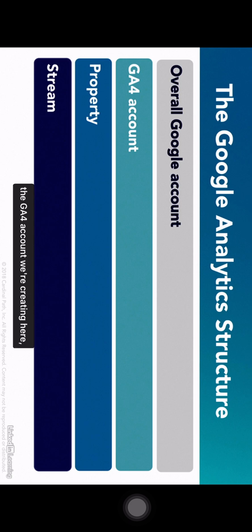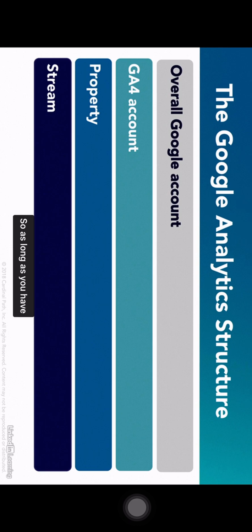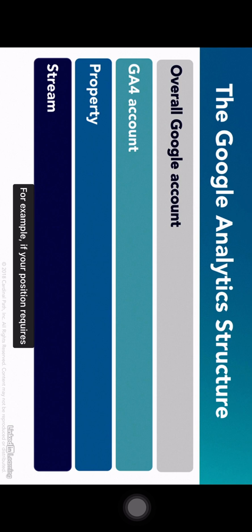Many of you, in addition to the GA4 account we're creating here, will have an account of the previous type of Google Analytics, Universal Analytics, and those can live side by side under a single login. But here, we're just focused on the GA4 side of things. And the account level usually serves as the entity for an entire business's analytics reporting. So, as long as you have one singular business you want to report on, we suggest you just stick to that one account for the business. But you may consider having access to several accounts, for example, if your position requires analyzing multiple clients' websites.